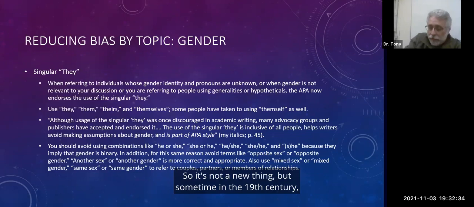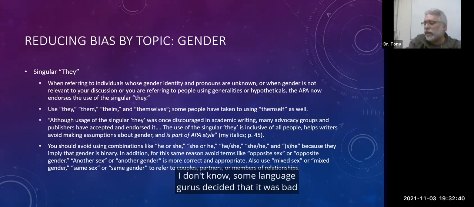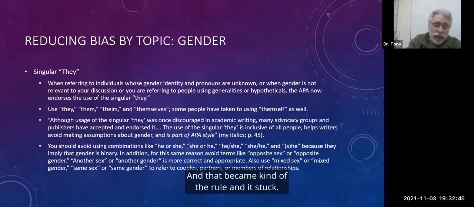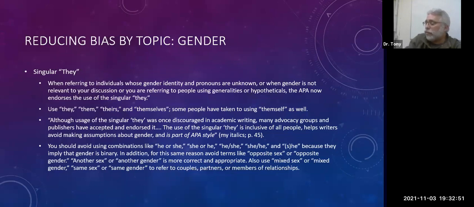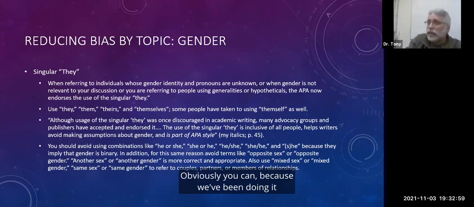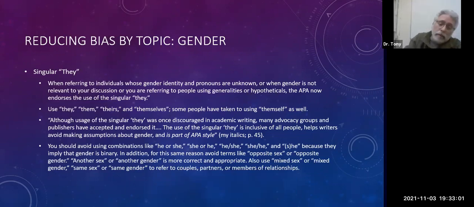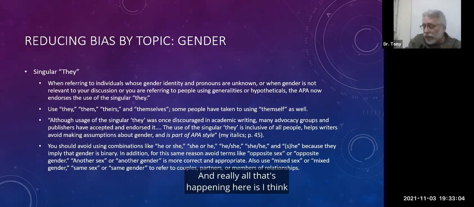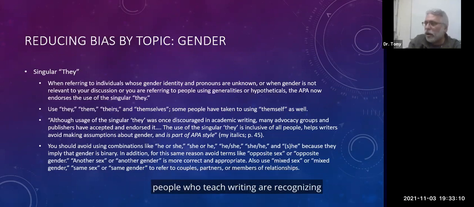So it's not a new thing, but sometime in the 19th century, I don't know, some language gurus decided that it was bad and we shouldn't do it anymore. And that became kind of the rule, and it's stuck. And so for 150 years, there's been this rule that says you can't use a plural pronoun to refer to a singular noun. Obviously you can, because we've been doing it for hundreds of years. And really all that's happening here is, I think, that language experts, people who teach language, people who teach writing, are recognizing that we've been doing it for a long time and there's nothing wrong with it.